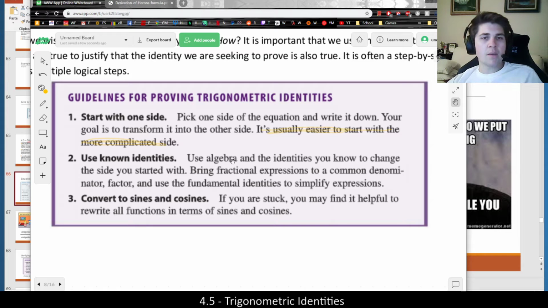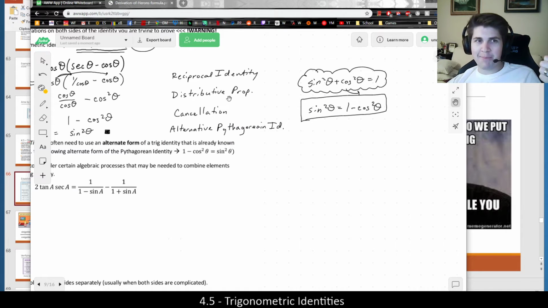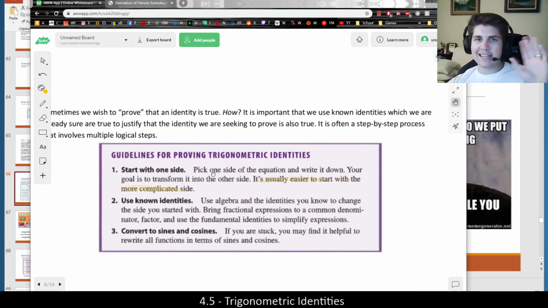Step 1 was to start with one side, choose the more complicated side. Step 2 says use known identities. Basically, use algebra and the identities you know to change the side you started with, bring fractional expressions to a common denominator, factor, and use fundamental identities to simplify. So what it's sort of saying to do is use algebra. Like in the last video, we used the distributive property, we used cancellation, we used basic algebraic principles to simplify. And we also used known identities like the reciprocal identity and the Pythagorean identity to relate this starting expression into something simpler. And that's all we did. I just forgot to kind of summarize.